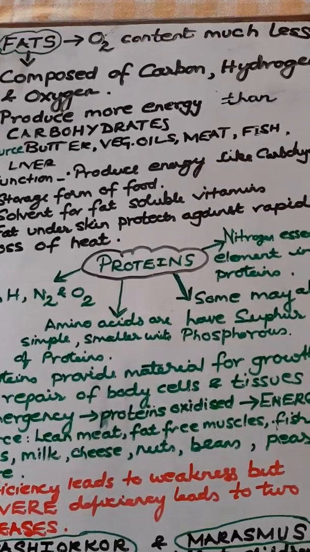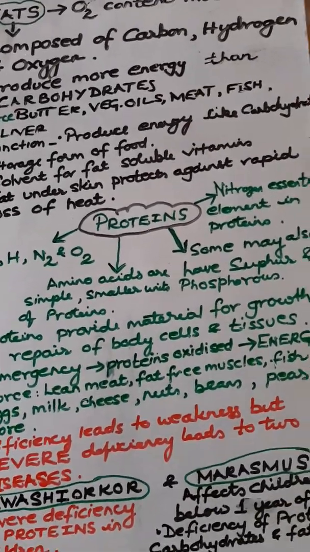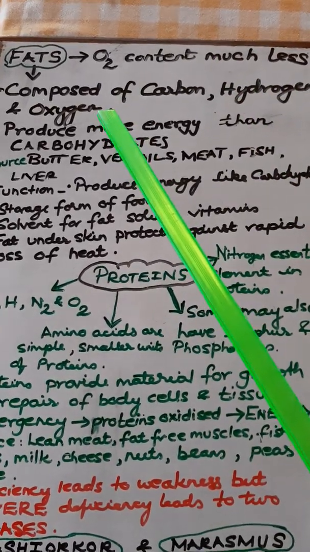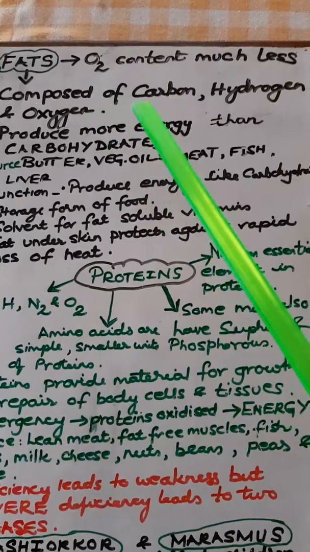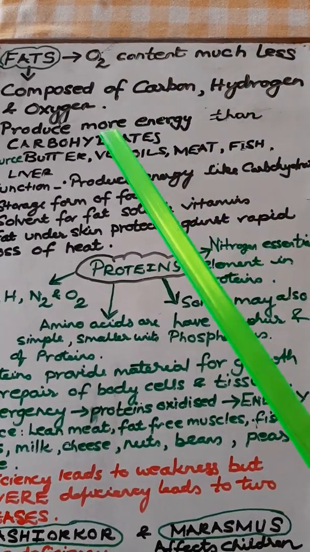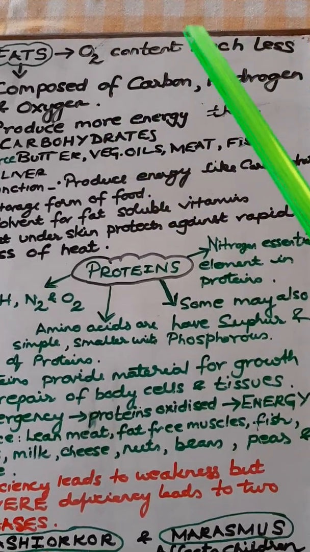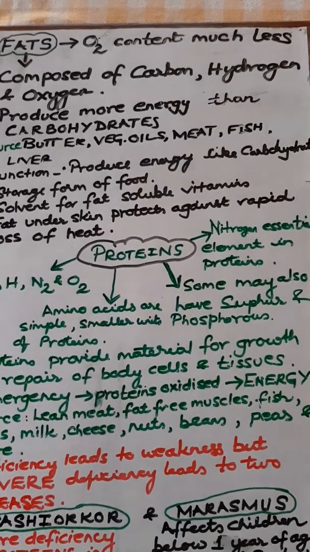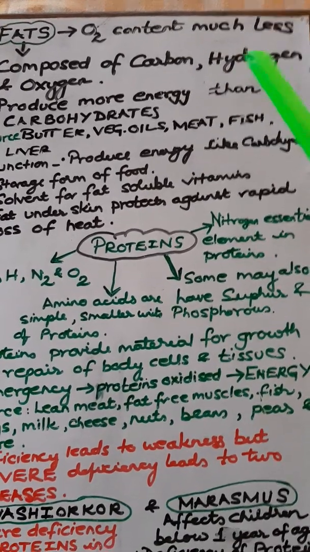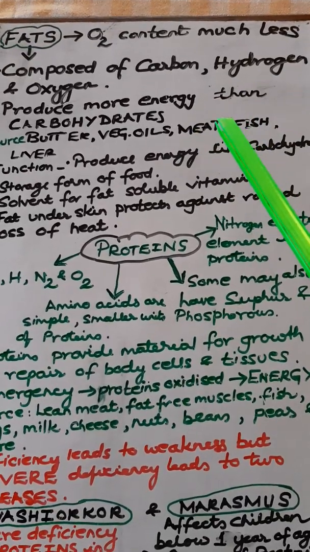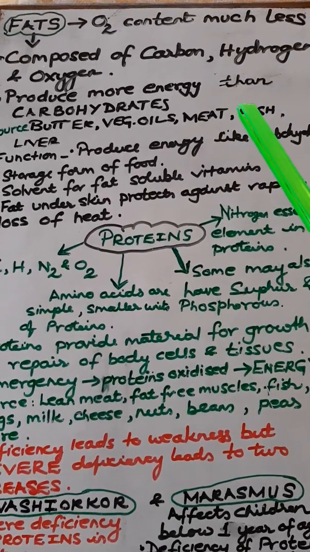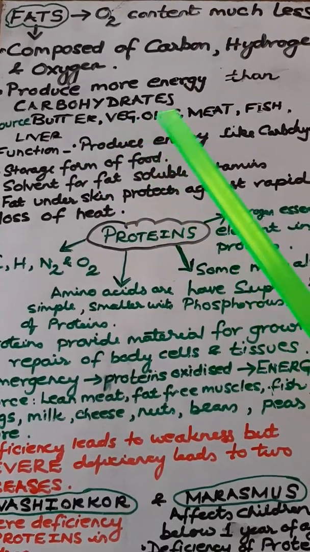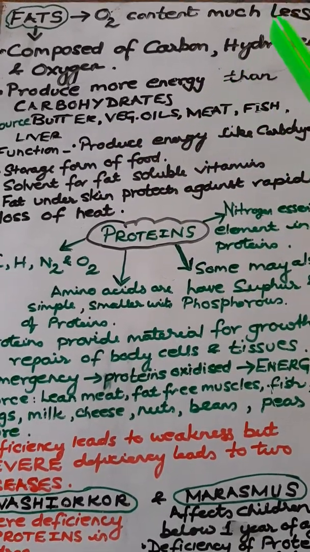Now, fats are composed of carbon, hydrogen, and oxygen. But over here, the oxygen content is much less compared to that of carbohydrates. They produce more energy than carbohydrates. Where do we get them from? Source: butter, vegetable oils, meat, fish, liver, ghee.